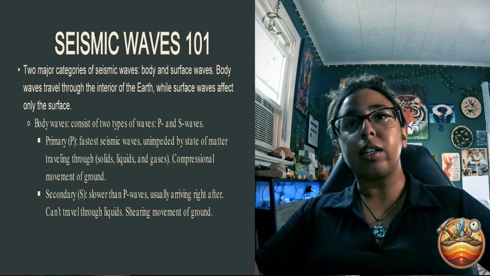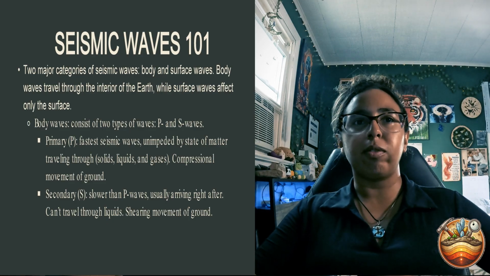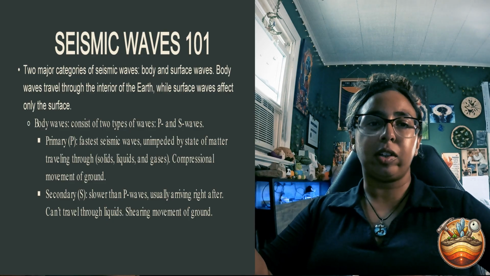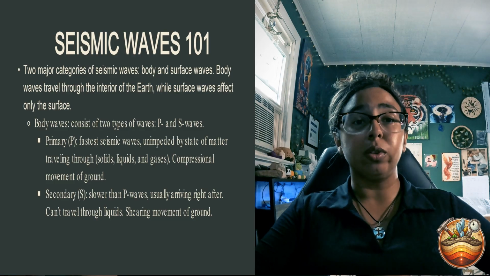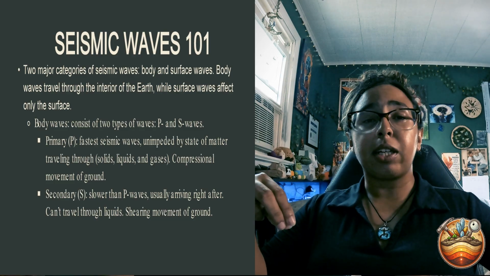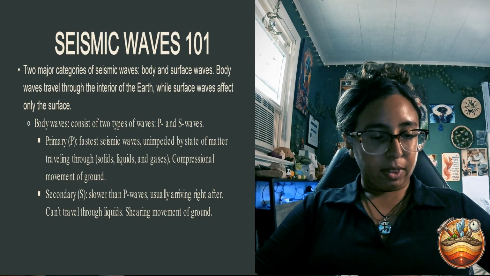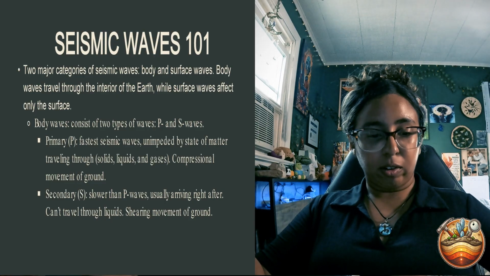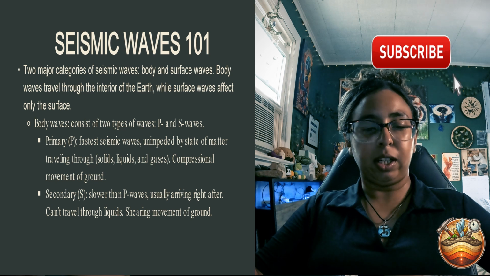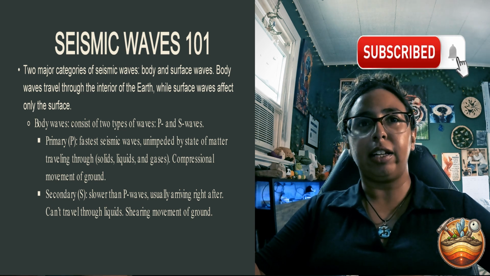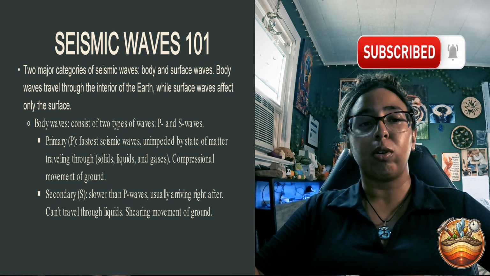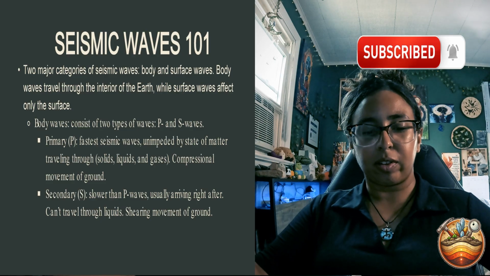The 2 major categories are body waves and surface waves. Body waves travel through the interior of the earth, while surface waves affect only the surface. Body waves consist of 2 different types of waves, P and S waves. P waves, or primary waves, are the fastest seismic waves due to being basically unimpeded by any phase of matter. They can go through solids, liquids, and gases.